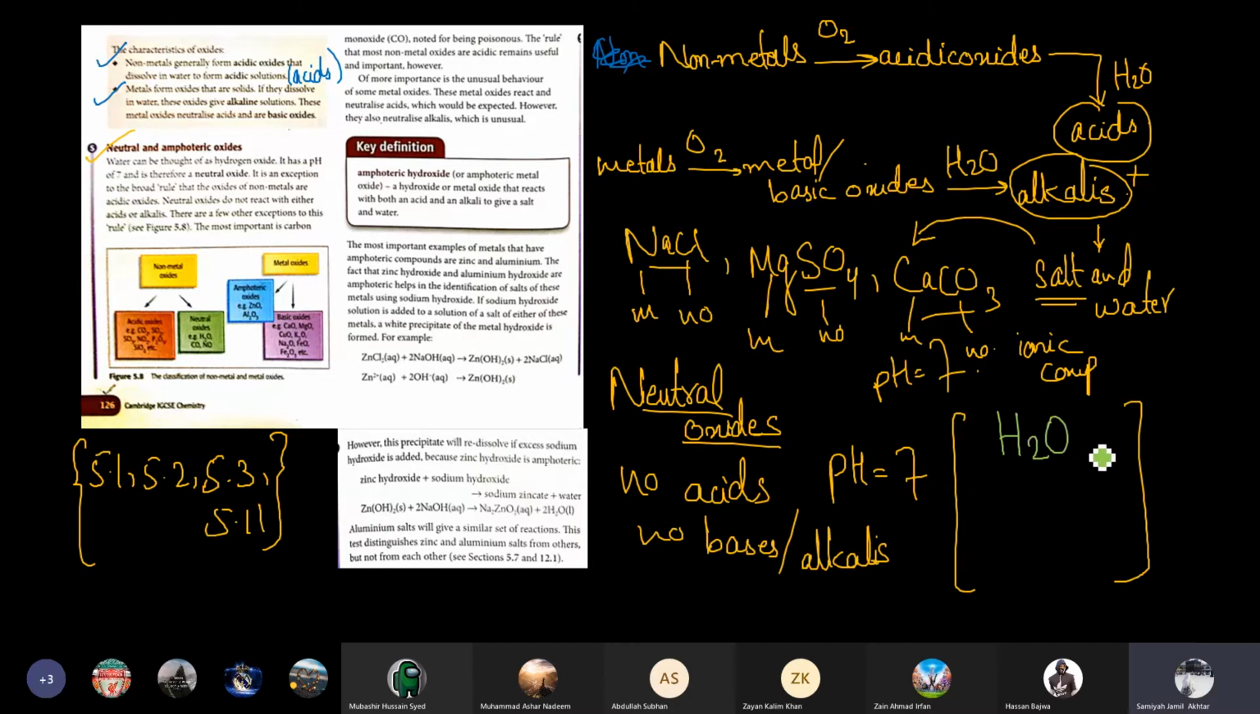The three neutral oxides. I do not remember.